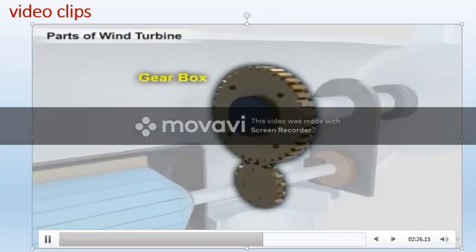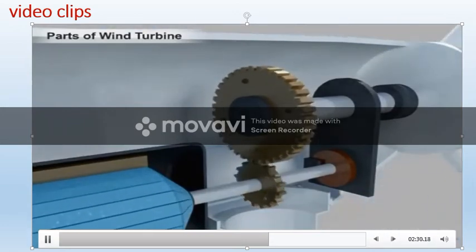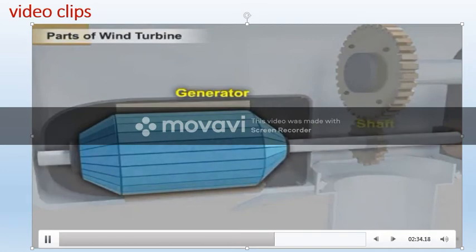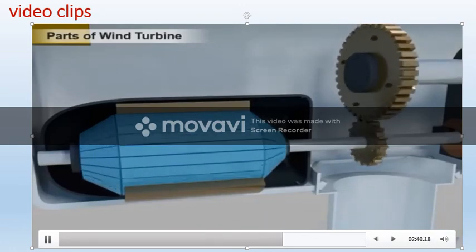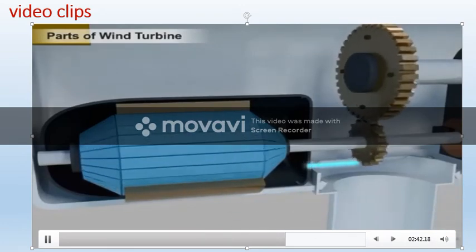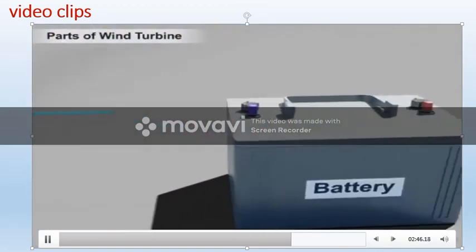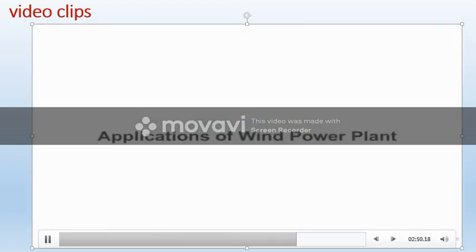Next is the gearbox. This can be used to increase the output speed. Next is the generator. The high-speed rotating shaft is connected to the generator. Because of this, the generator rotates and electricity is produced. This electricity can be stored in batteries and can be used whenever necessary.